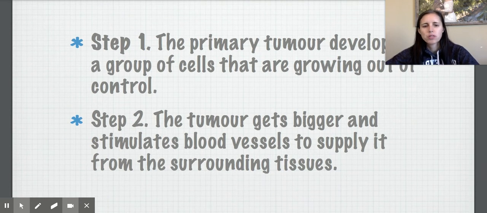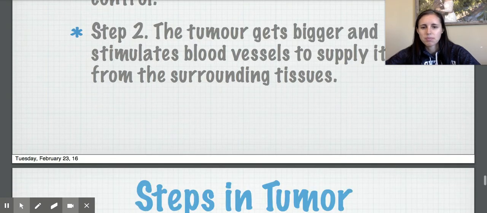Step 2, the tumor is going to get bigger and stimulate blood vessels to supply it from the surrounding tissue. So at this point, the tumor is actually infringing on the surrounding cells. So the tumor is getting bigger. It might be physically pressing on those surrounding cells, and it's also stimulating blood vessels to feed it nutrients. So it's getting bigger. That means that it's taking blood or nutrients from the surrounding cells. So it's negatively impacting surrounding cells. So depending on where the cancer is, you might realize at this point, and you might have some symptoms.